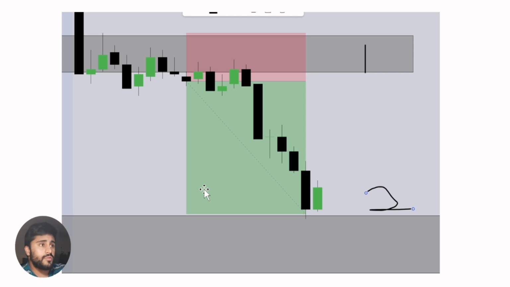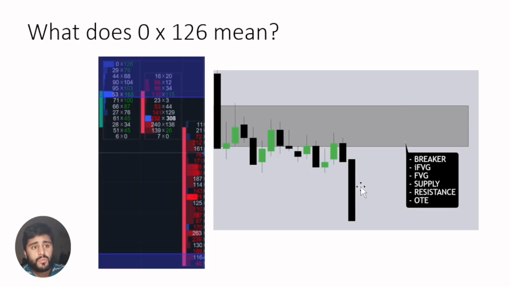So I'm just going to pause this video and go through this one more time. Whether you're trading a breaker, an I fair value gap, a supply, a resistance, no matter what you're trading, you have to pair it with order flow if you want to make it successful.